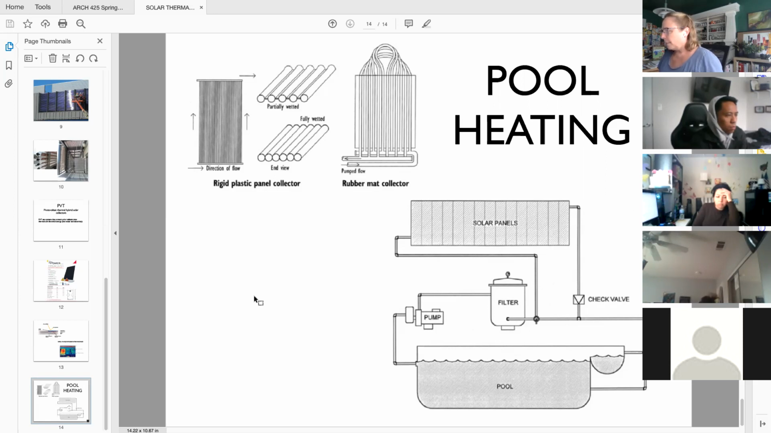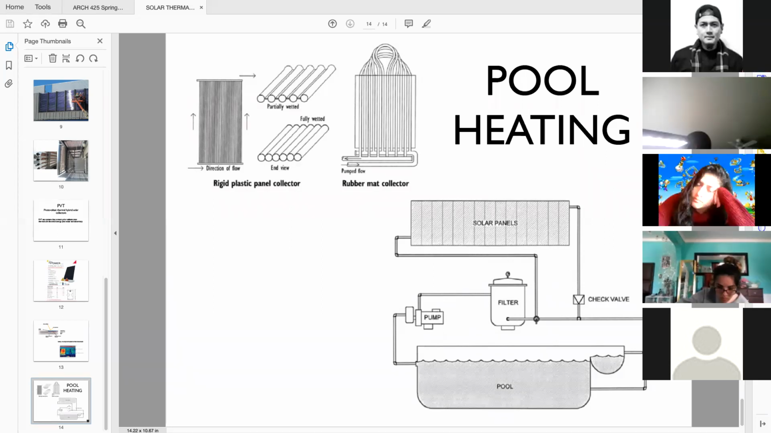So those are the basics of solar thermal systems. And I know that didn't take nearly that long. You guys have not been bombarding me with questions that I can tell.